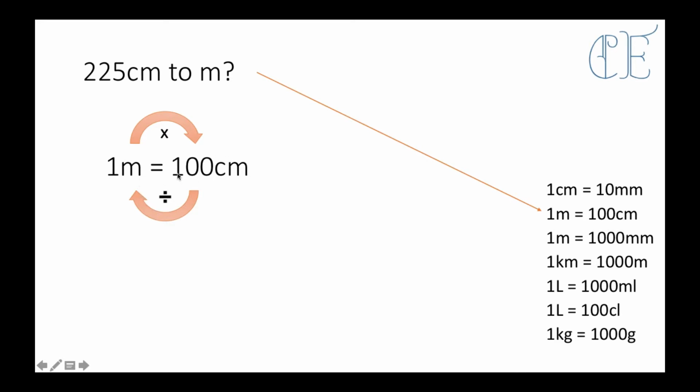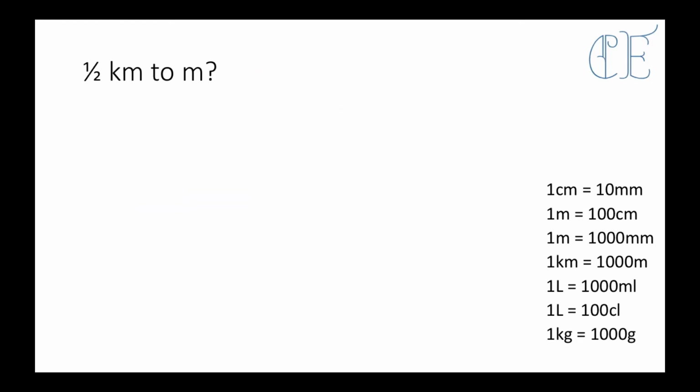It's always dividing by this one. There's no point dividing by 1. This is our conversion rate. If you divide by 1, it gives you the same answer. So even though you're dividing to go over to meters, you've still got to divide by this number. So 225 divided by 100 is 2.25 meters. Again, pause the video if you'd like to have a go.